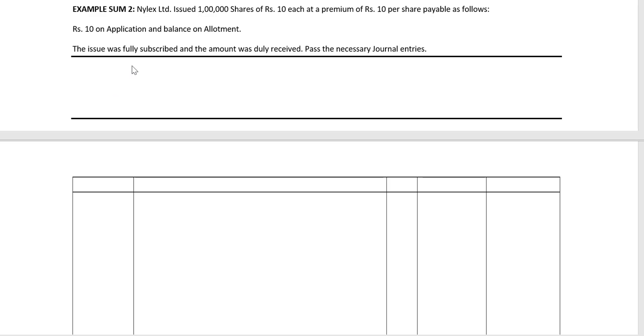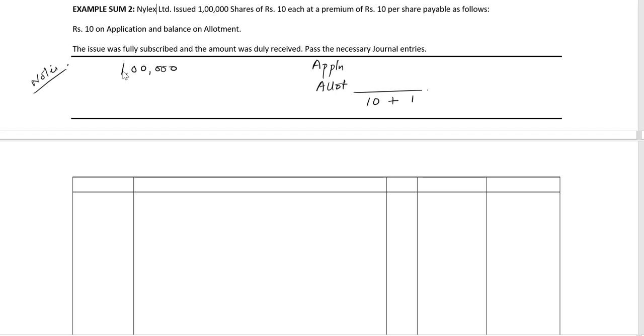So the number of shares which have been issued and subscribed is 1 lakh shares. The amount is payable in installments. The two installments are application and allotment. The total issue price of the share is rupees 20, 10 pertaining to share capital and 10 pertaining to premium. There is nothing mentioned in the question as to when the premium of rupees 10 is payable. So we need to assume that it's payable along with allotment.